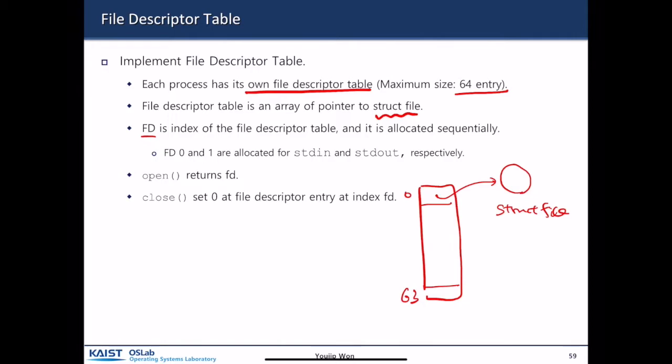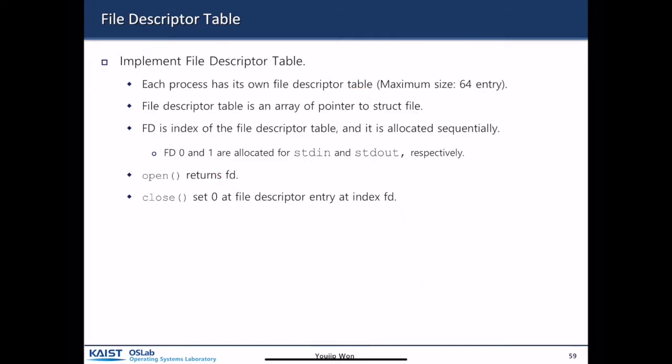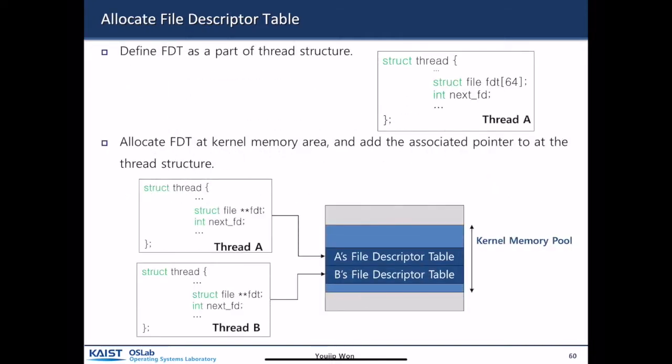And the open system call returns a file descriptor. So the open system call allocates a struct file, scans for an empty entry on the file descriptor table, and then sets the associated entry to point to the struct file that is open. The close system call resets the value of an entry to 0, so it resets the pointer. This is a sample layout of the file descriptor table.